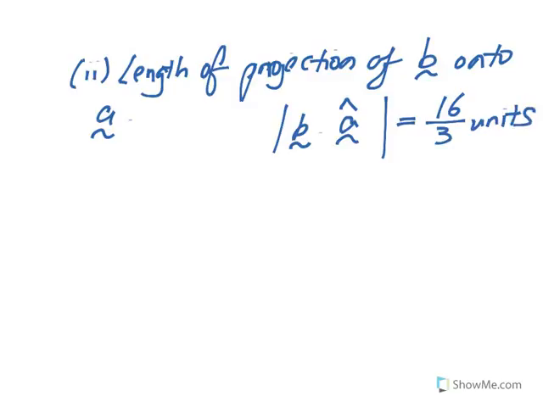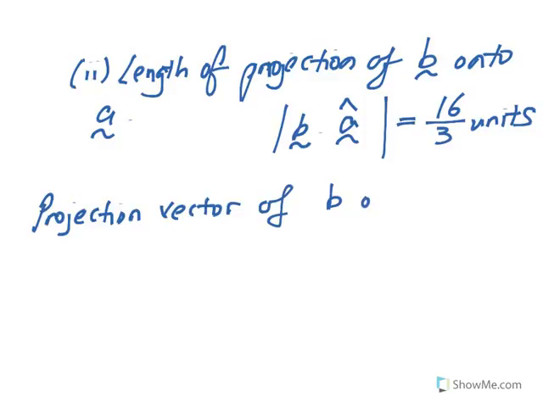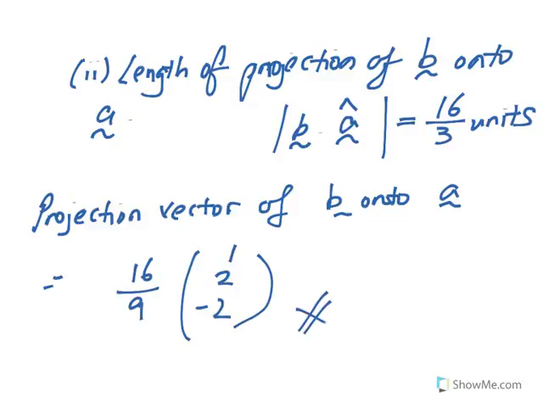And what is the projection vector of B onto A? The projection vector of B onto A will be equal to 16/9 of 1, 2, negative 2. Again, I hope you can do this by yourself. Okay, so that's all for PQ question 2.